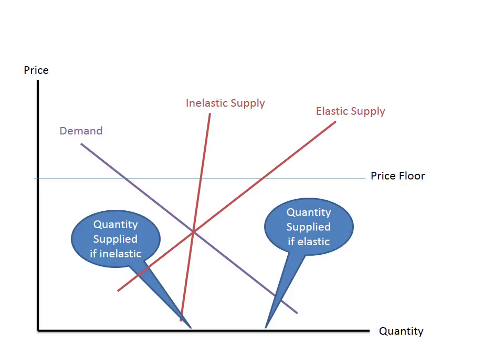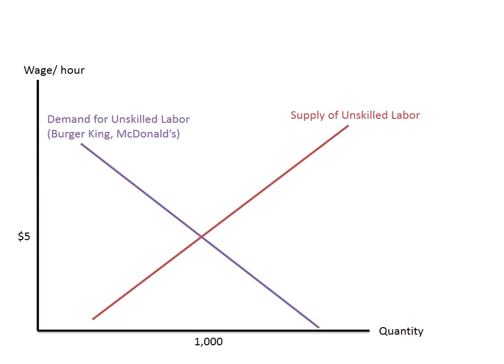So, if congressmen or senators are thinking of raising the price floor, the more elastic they expect the quantity supplied of the agricultural product to be, the more they should expect the government's going to have to pay for this price floor. Let's turn from the market for wheat to the market for unskilled labor.